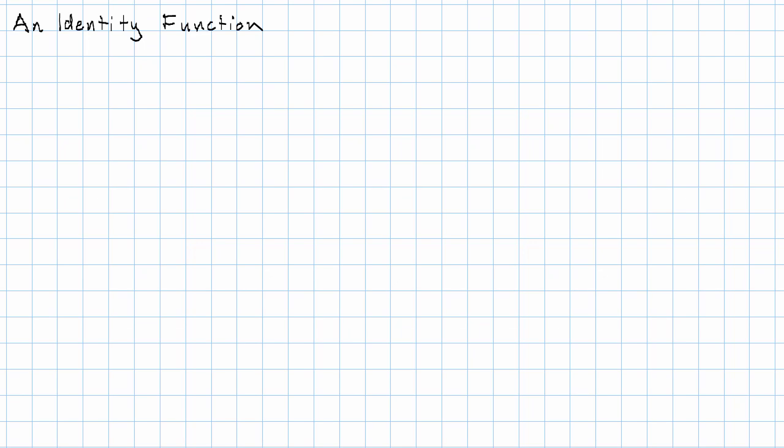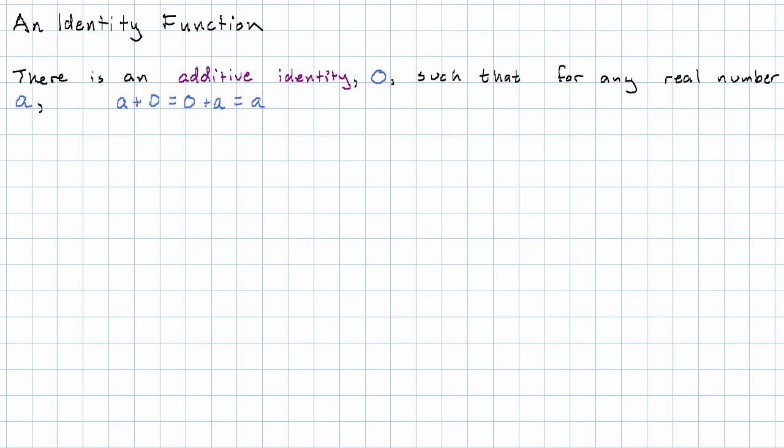Another property that the operations on real numbers have is this identity property that we don't talk about very much, but when we need it, we really need it. So the additive identity property says there is an additive identity which happens to be 0, such that for any real number a, a plus 0 is 0 plus a is just a. Adding 0 doesn't do anything. That's the additive identity property.